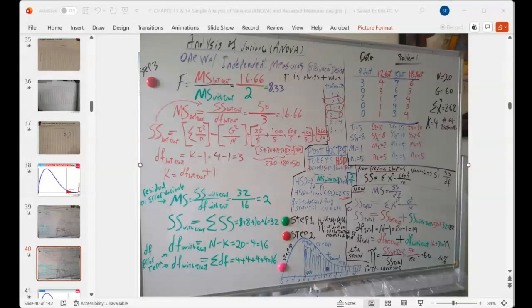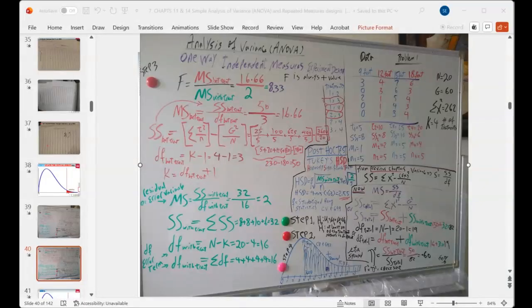The one we're going to select is Tukey, the honestly significant difference test. And that's the formula. HSD, honestly significant difference, is Q times the square root of MS within treatment divided by N. N is the same for all groups, which is 5. So we need to find out our Q value.